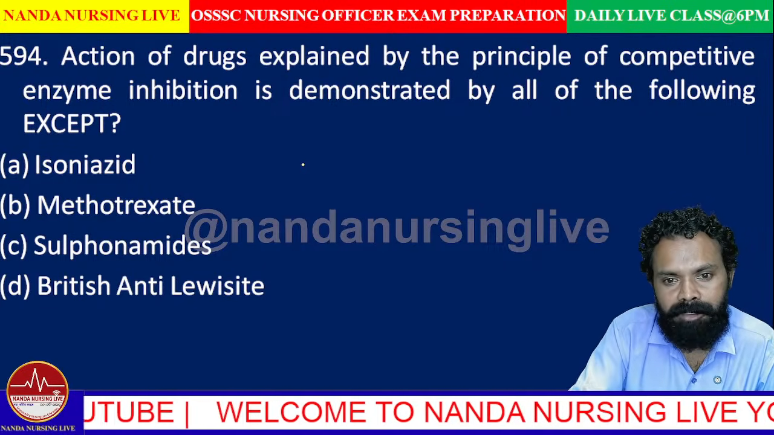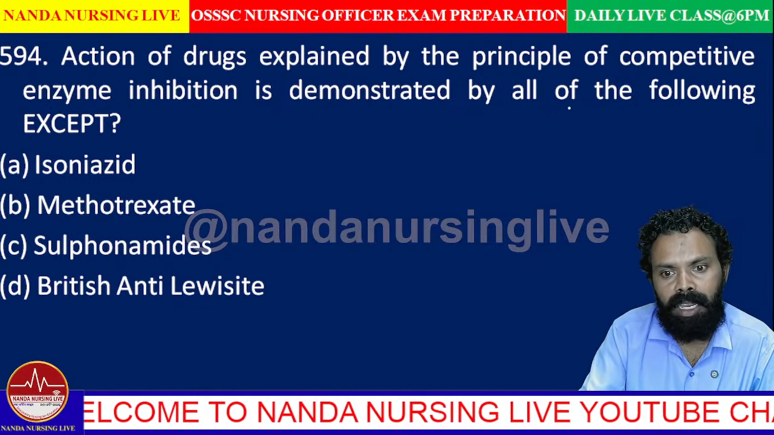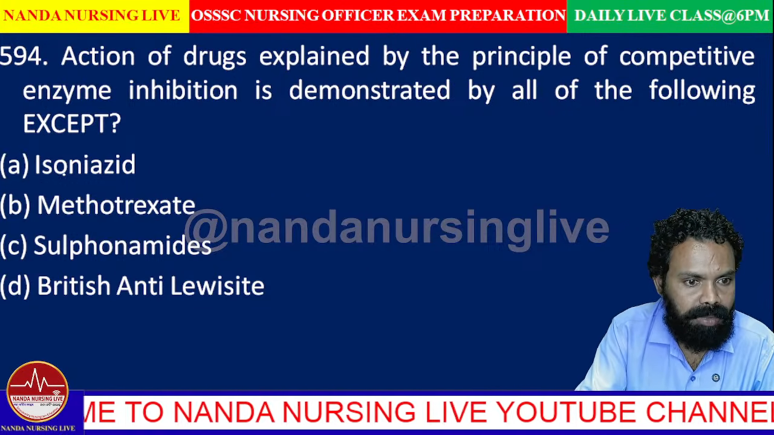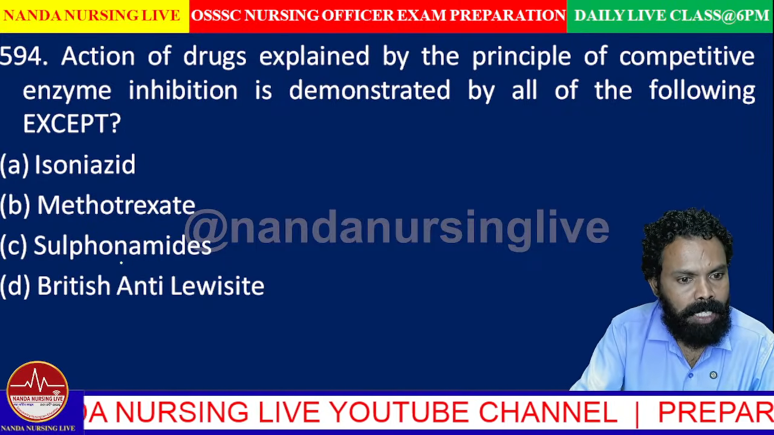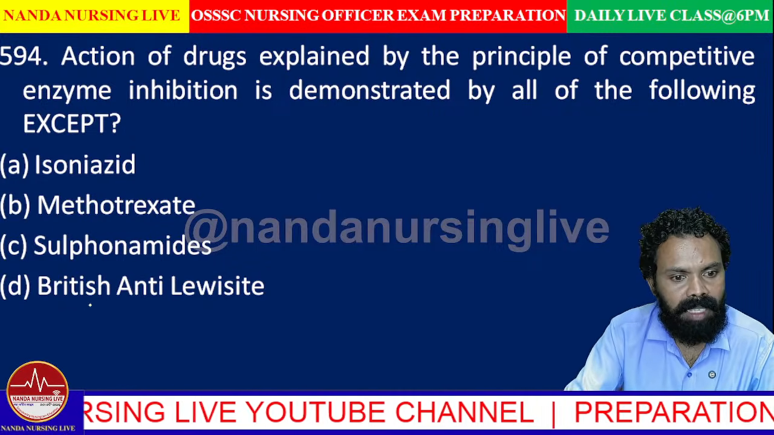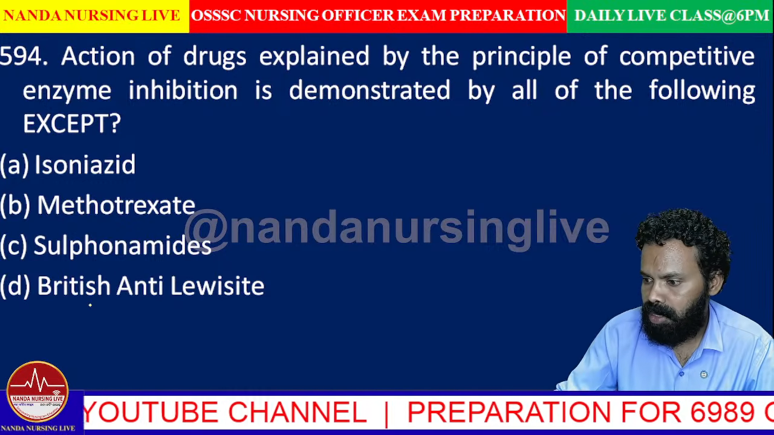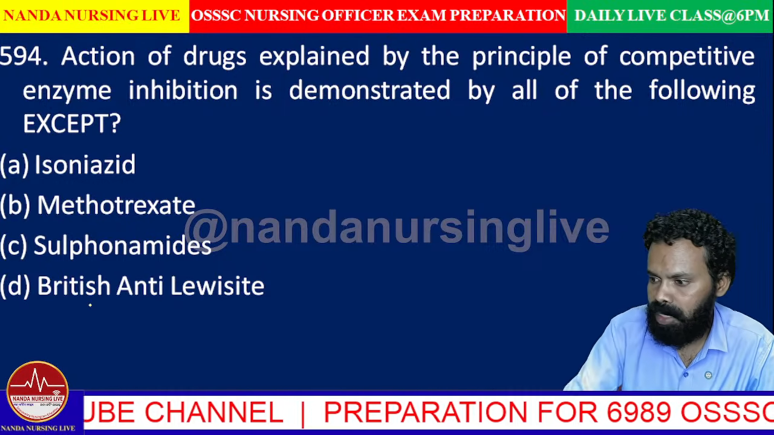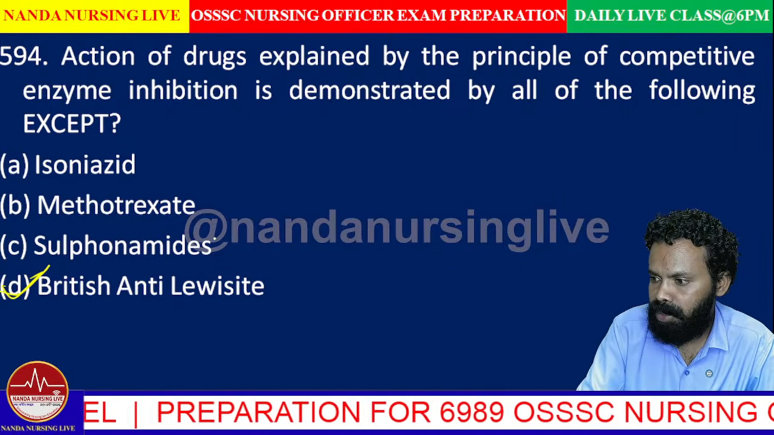Next question, question number 594. Actions of drugs explained by the principle of competitive enzyme inhibition is demonstrated by all of the following except: option A is isoniazid, option B is methotrexate, option C is sulfonamides, option D is British anti-lewisite. So which option is the correct answer? The correct answer is option D, British anti-lewisite, BAL.